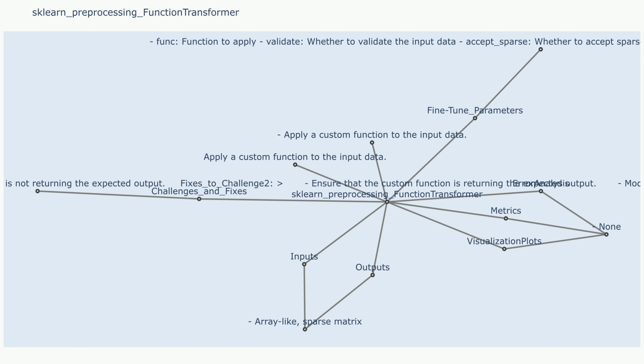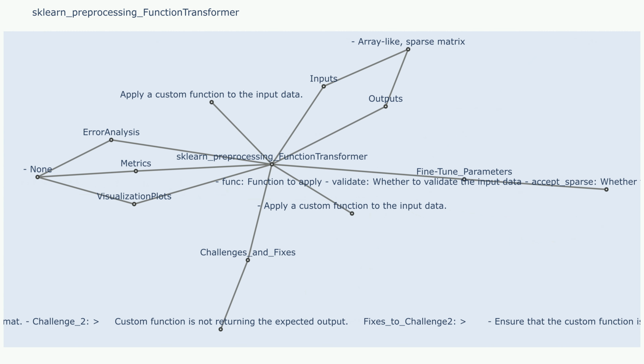Implementation. sklearn preprocessing FunctionTransformer. Description. The FunctionTransformer class in scikit-learn is a versatile preprocessing tool that allows you to apply arbitrary functions to your data before feeding it into machine learning models. It essentially acts as a wrapper for your custom function, making it compatible with scikit-learn's pipeline and other features.